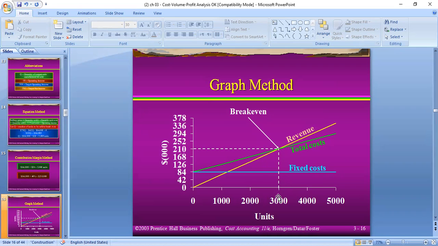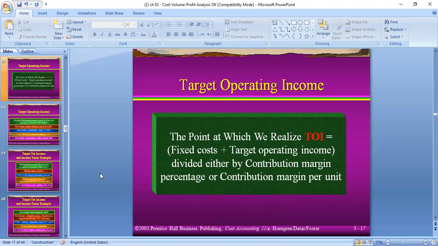Reading on the x-axis, you get 3,000 units. Reading on the y-axis, you get $210,000. This is the quantity and this is the value of break-even.